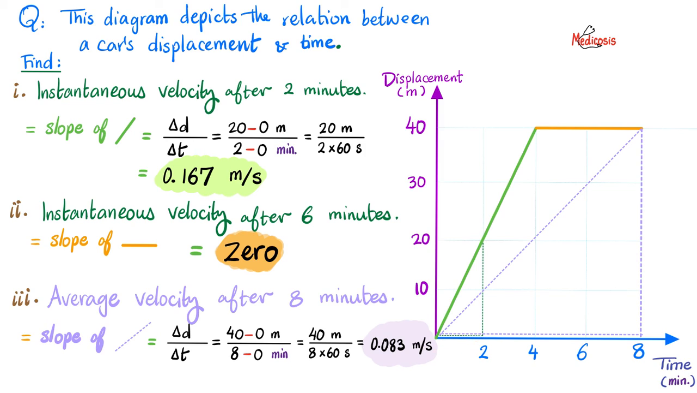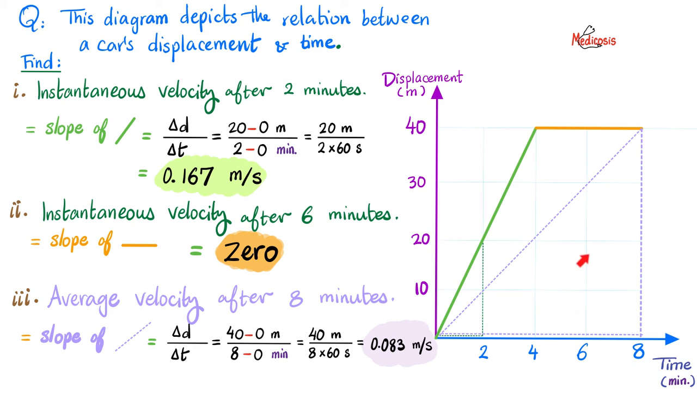And then what is the horizontal? It's 2 minutes minus 0, which gives me 2 minutes. So 20 over 2 minutes. But that will give me meters per minute. But if I want meters per second, I need to multiply this by 60. Which gives me an instantaneous velocity of that line of this number right here, meters per second. Now, how about the instantaneous velocity after 6 minutes?